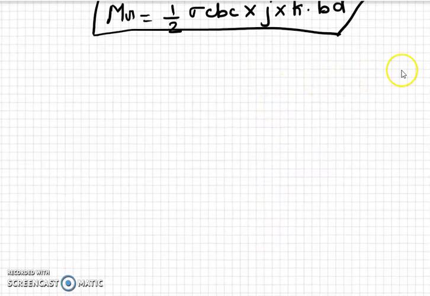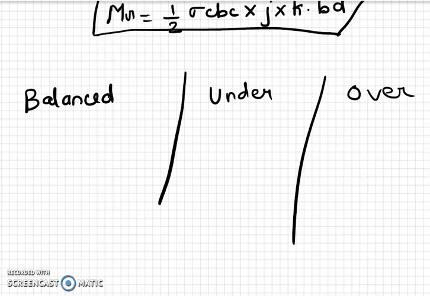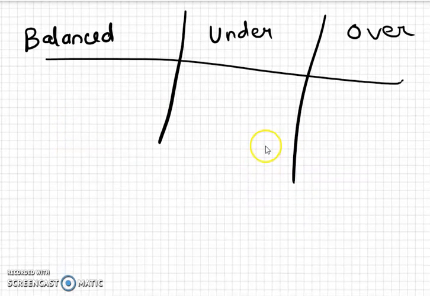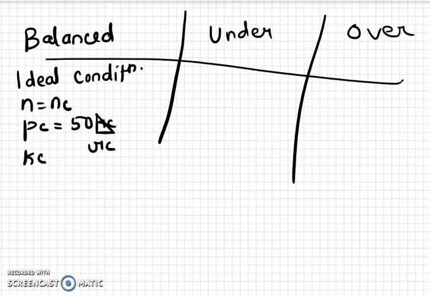So just to briefly discuss the three sections as three cases again: balanced section, under reinforced section, and over reinforced section. As I said, balanced section is the ideal condition, with N equal to NC, P equal to PC, K equal to KC. So all the critical values, where PC is given by 50 KC upon RC. In under reinforced section, value of P is less than PC. This is the first condition. The reinforcement that is provided is lesser than what you actually get for balanced section. And in over reinforced section, P is greater than PC.